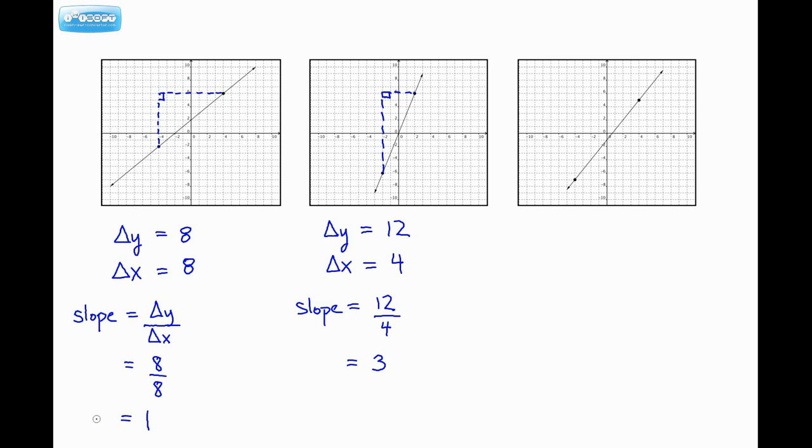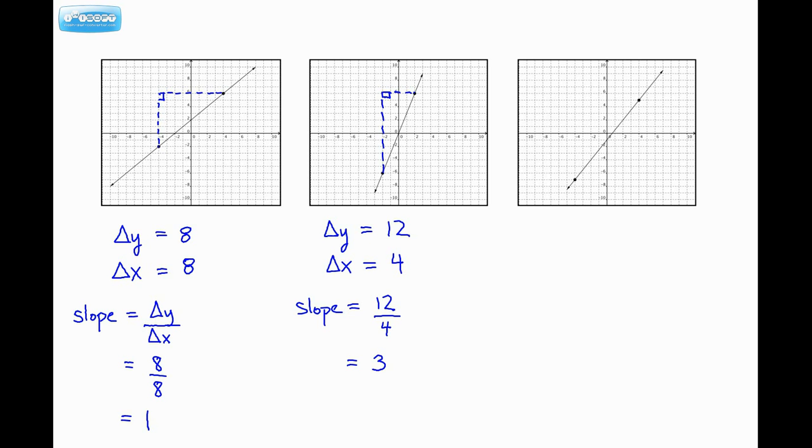Okay? Alright, so let's compare these numbers. This had a slope of 1. This has a slope of 3. 3 is bigger than 1, and if you look at the picture, it's clear that this line is steeper. Okay, so just by pattern recognition, it would make sense that the steeper the line is, at least so far, would indicate that this number should be larger.